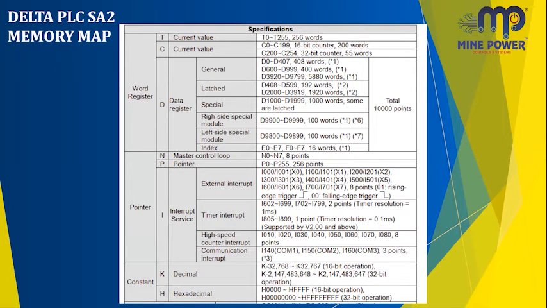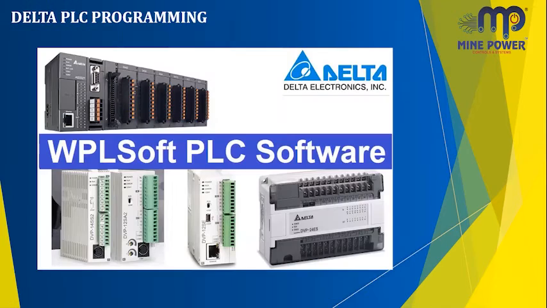And the current values, these are the registers we used in that. The current values, and the general latch, special and special modules, right and left side special modules index. These are some of the register values that we can see in the PLC which we required. Then we are going to see the WPL software, the PLC software.